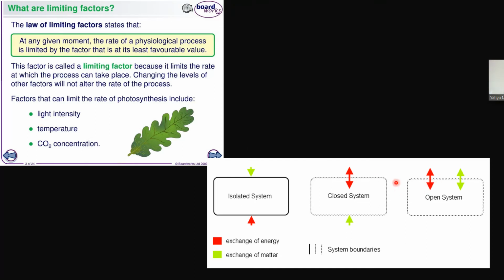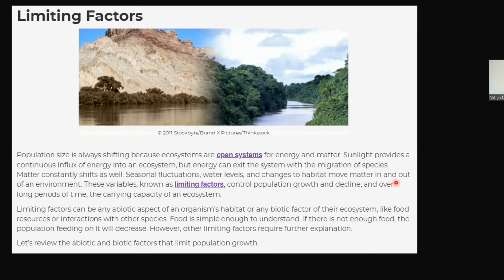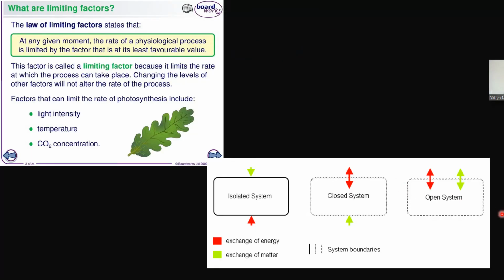Most ecosystems are open systems. What does that mean, open system? That means that matter and energy can come in and out, in and out. For example, matter. What is matter? Matter is stuff, like water, nutrients, stuff like that.